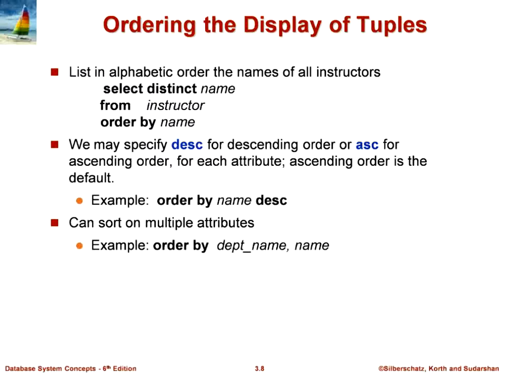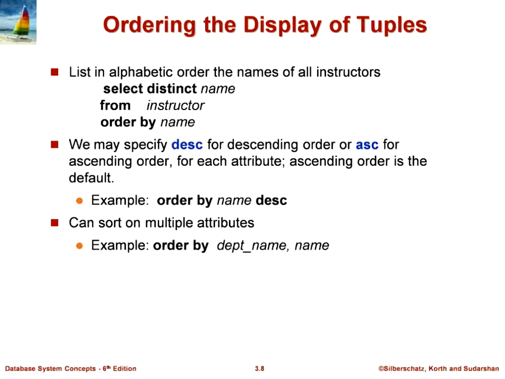You can order the display of tuples as well. For example, you want to display the names of all instructors in alphabetical order, or in some other order. You can use the order by clause, like select distinct name from instructor order by name. You may know by now what distinct means: if a name appears twice, you display it only once. For example, if 6 tuples contain the same name, you display it in the result only once.